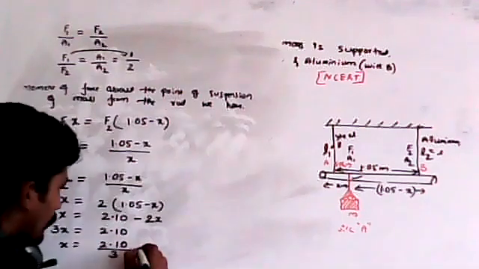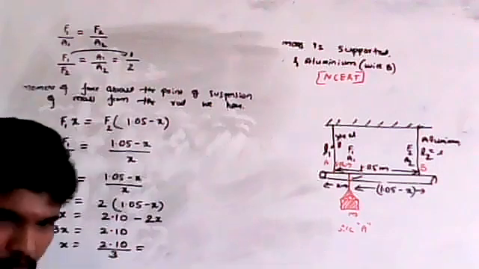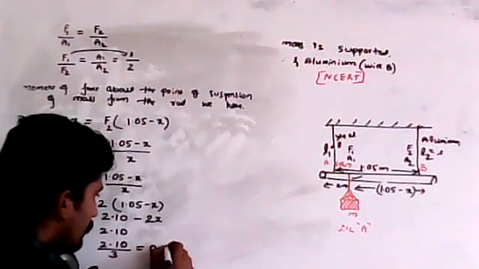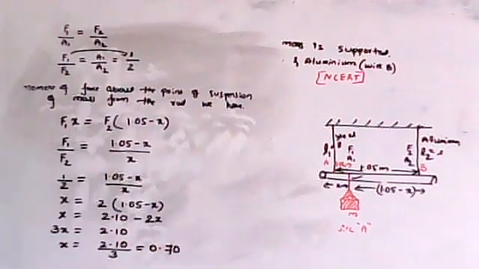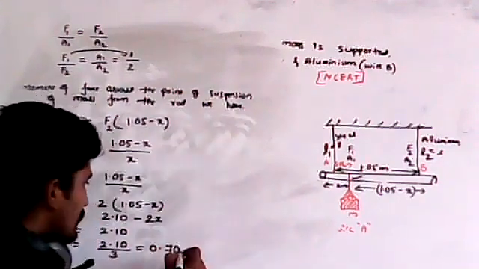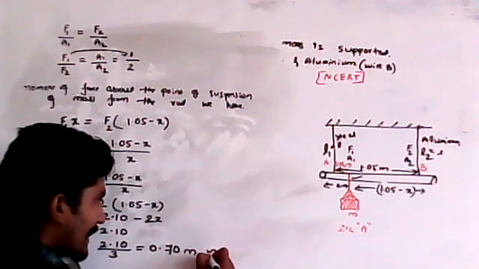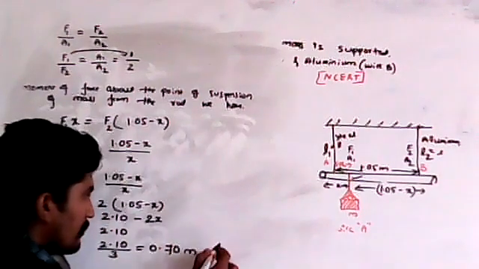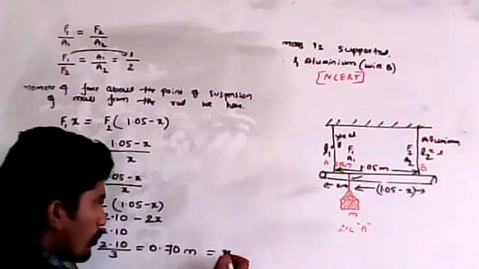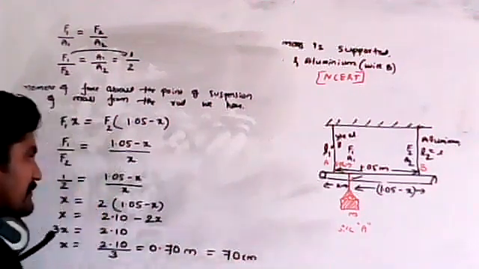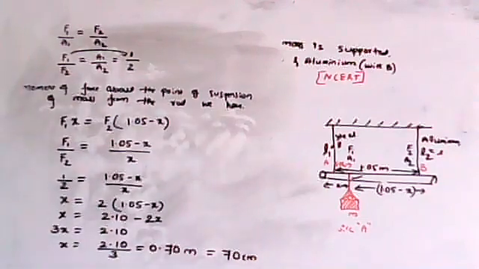So what is the answer for this? Good, Deepika. What is that? Whether it is centimeter or meter, you just tell me. Yes, good. Meter. If I write in terms of centimeter, that will be 70 centimeter. You can write in both if you want.